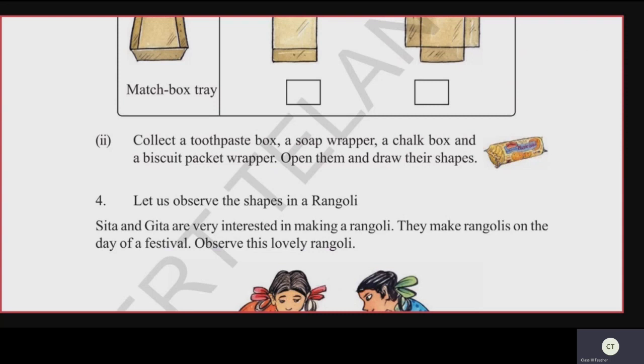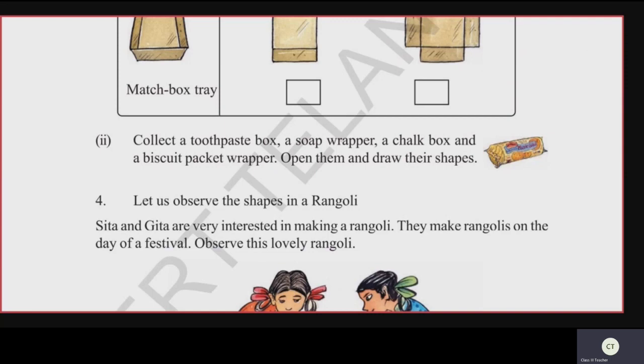Okay, children. Then you trace and see how they look. Which shape will you see when you trace along its outer edges? Okay, this activity is a very easy activity. You can do it on your own.